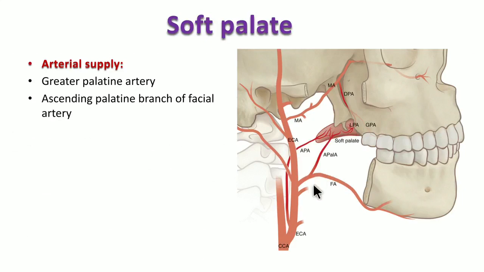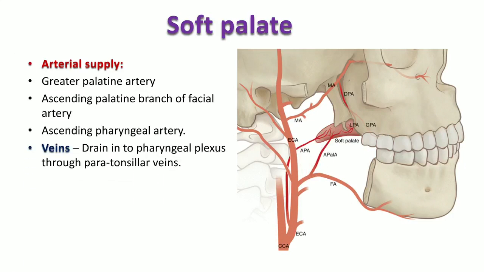So the facial artery will give ascending palatine branches. It will also give the tonsillar artery, the principal artery to the tonsil. All this is given by the facial artery in the neck before entering the face. So the ascending palatine branch of the facial artery, then the palatine branch of the ascending pharyngeal artery, apart from the greater palatine artery, is the blood supply of the palate.